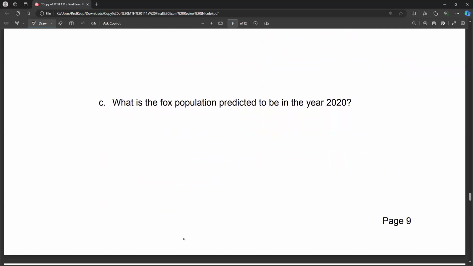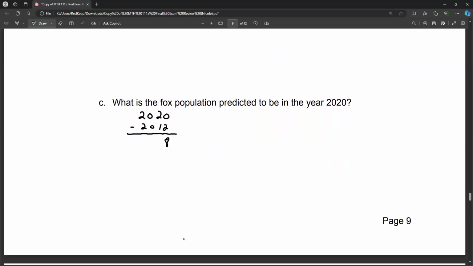Okay, and question C, they ask, what is the fox population predicted to be in the year 2020? I would probably start by asking, what is 2020 when 2012 is the starting year? A nice little easy calculation we can do in our heads, but it's nice to just show it on paper. Okay, that's what we did.